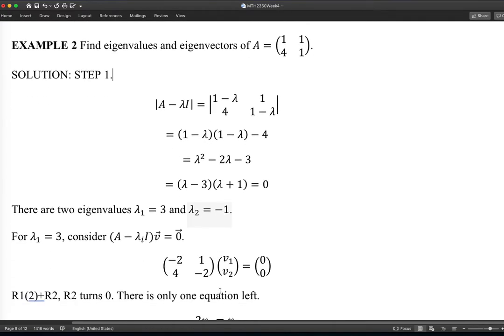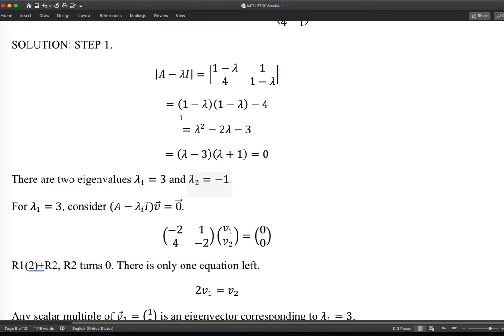Then for each eigenvalue, we look at A minus lambda I times v, and it is always a homogeneous system. For now, I still have v1, v2 listed as components. Later, in my next example, I just skip those vectors because we always have homogeneous systems. That means we don't worry about the right-hand side, and for the left-hand side we only need the coefficient matrix, not the components v1, v2.